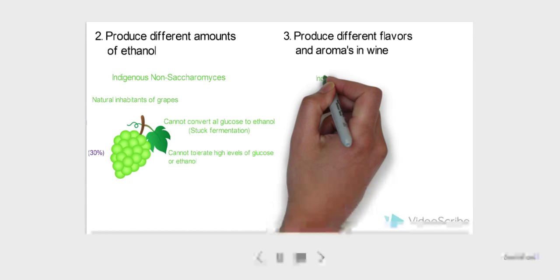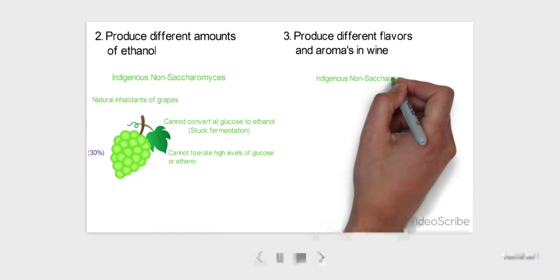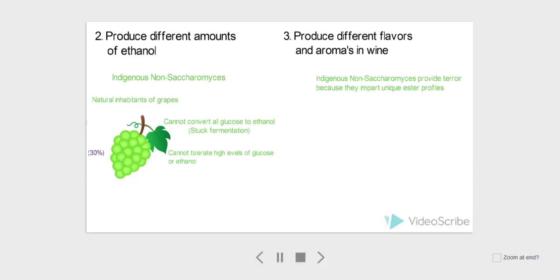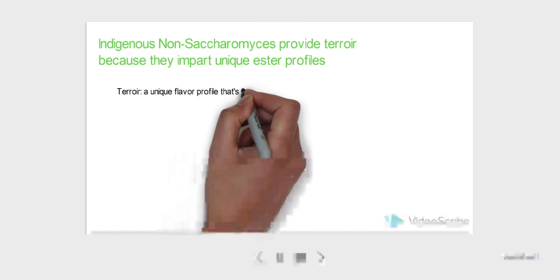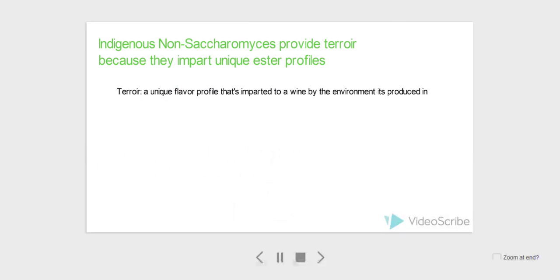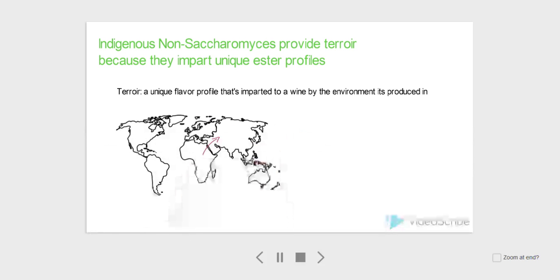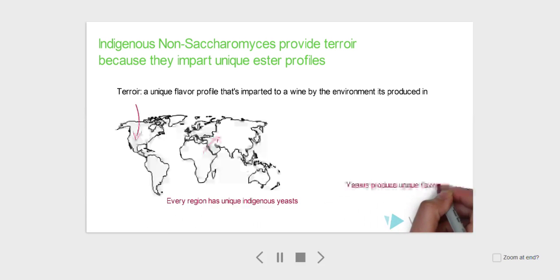But what's interesting is that these indigenous non-Saccharomyces provide terroir because they impart unique ester profiles. Terroir is a unique flavor profile that's imparted to a wine by the environment it's produced in. Whether that environment is a vineyard in Italy or a vineyard in the Okanagan, every region has unique indigenous yeasts. These unique yeasts produce wines with unique flavors, fingerprinting the region they're made in.